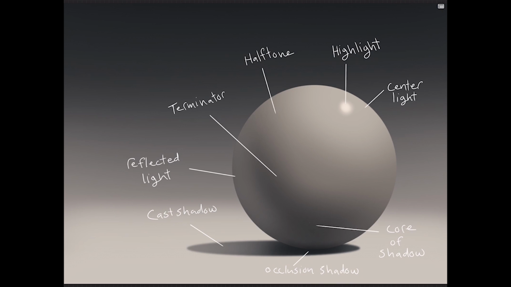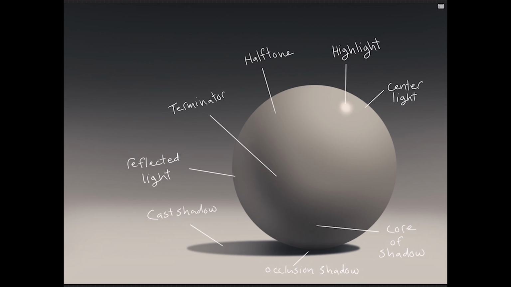Sometimes I see people that are designing or painting creatures, and they have horns or antlers or ears and stuff like that, and they're really well lit. We have the reflected light, we have the highlights, we have the halftone, we have the terminator, all this stuff. But the ears aren't casting a shadow onto the rest of the head, and so it doesn't look right because we're forgetting about that. So don't forget about the cast shadow. It's a very important element.